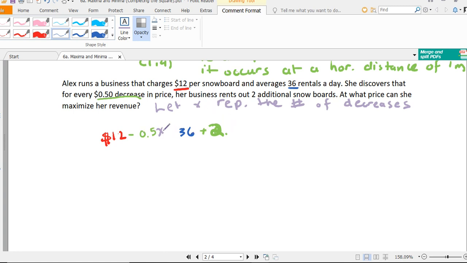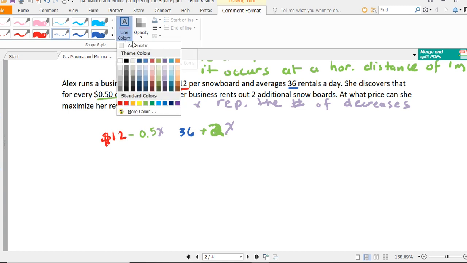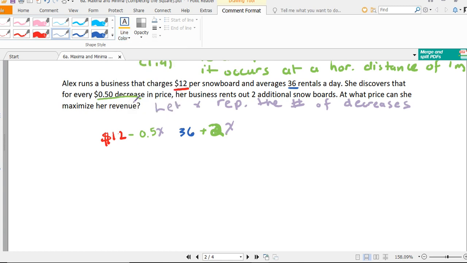Okay? Now every time a decrease happens, though, we get an increase in sales. Okay? Now the question is asking us for what? It's asking us for revenue. Okay? And what is revenue? Well, revenue is just how much money you make, right? So revenue would be the cost times sales. Okay? Cost times the number of sales.